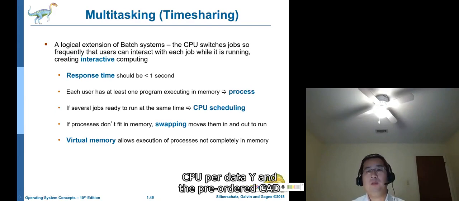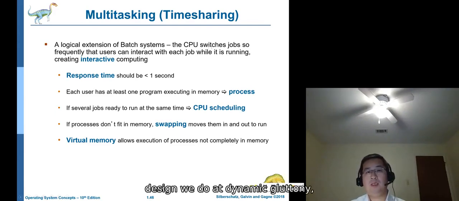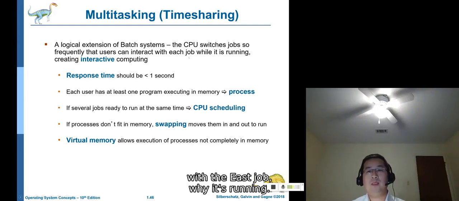The CPU, because that one is pre-ordered, okay? This one we do a dynamic scheduling. CPU will switch jobs so frequently that users can interact with each job while it's running.